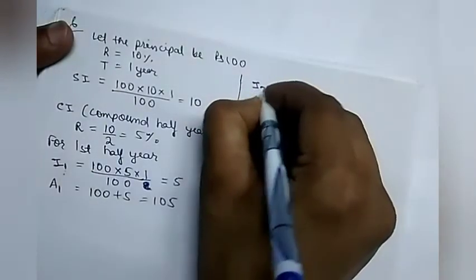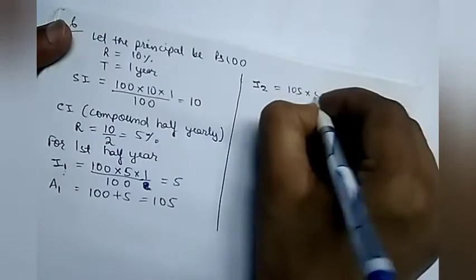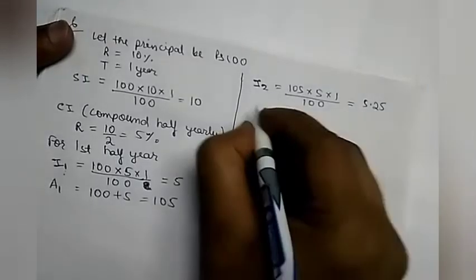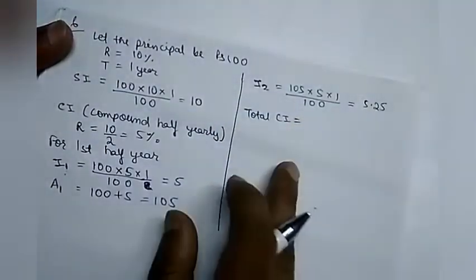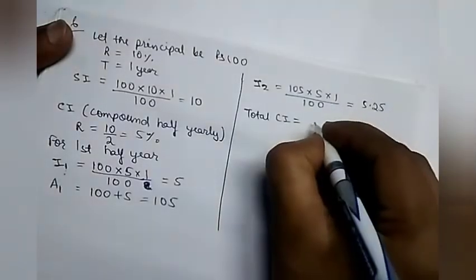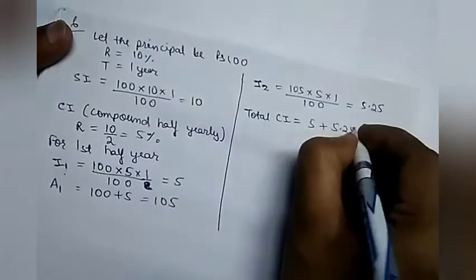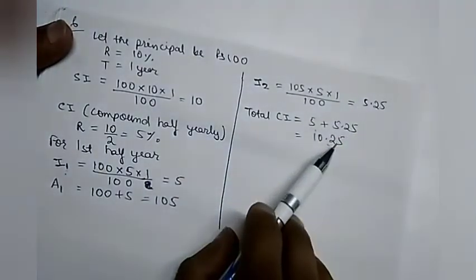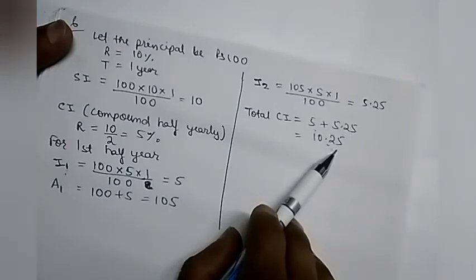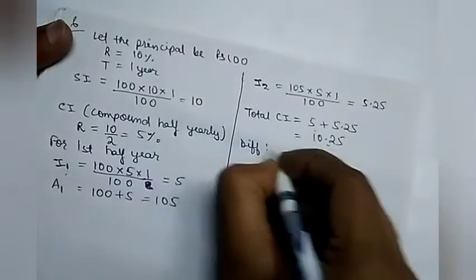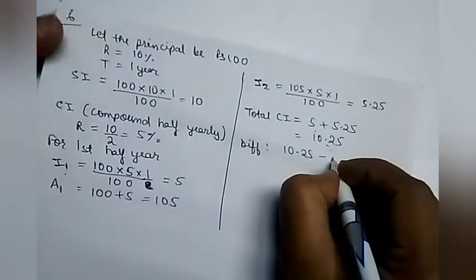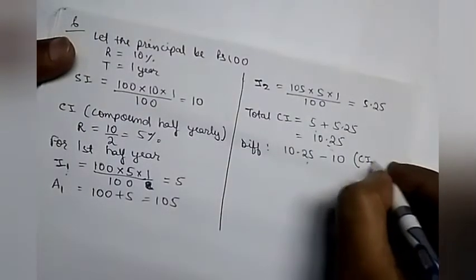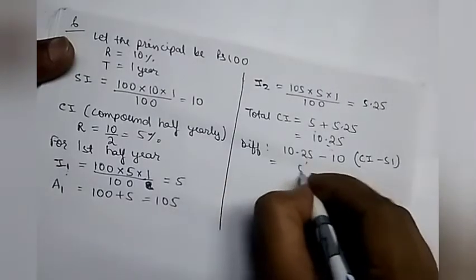So interest for the second half year is equal to 105 into 5 into 1 by 100. This is coming to 5.25. So the total compound interest, because we have to find the difference, is equal to 5 plus 5.25 for the first half year and second half year, that is equal to 10.25. See, the total compound interest is 10.25. So what is the difference now? Difference will be equal to 10.25 minus 10, compound interest minus simple interest. This is the difference. This is coming to 0.25.